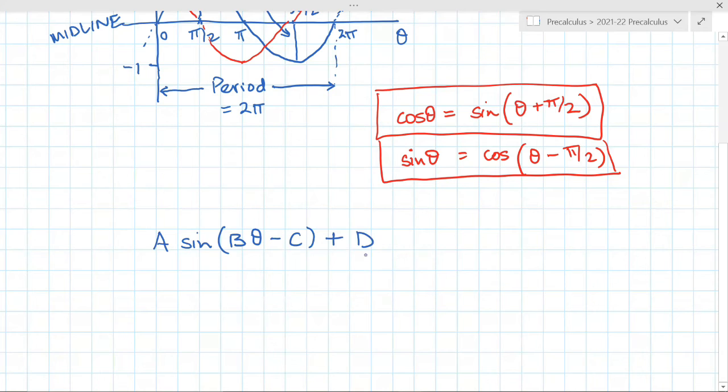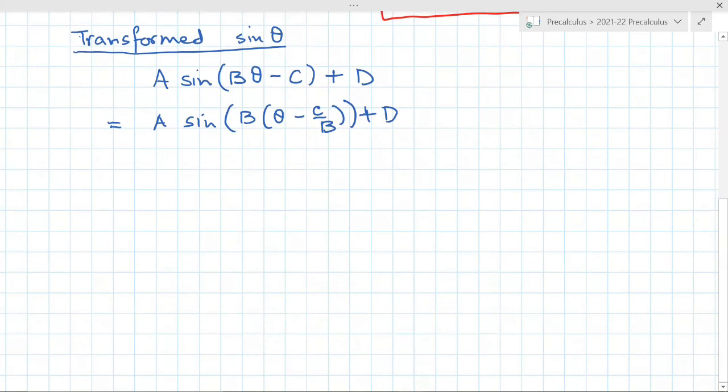And then we said when you see something like this, because of the horizontal shift or the phase shift, we want to have theta minus, or x minus, right? But this is b theta minus. So we have to restructure it a little bit. So A sine, and we take the b common. So it becomes b times theta minus c over b, plus d. Once we convert it into this form, once we have theta minus, not b theta minus, now we can identify what these things are.